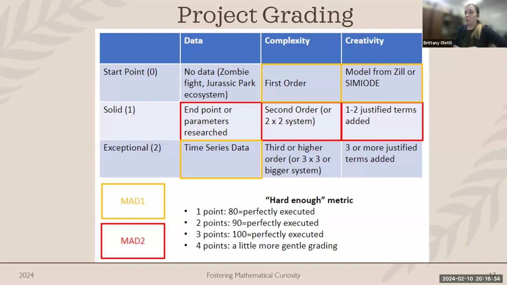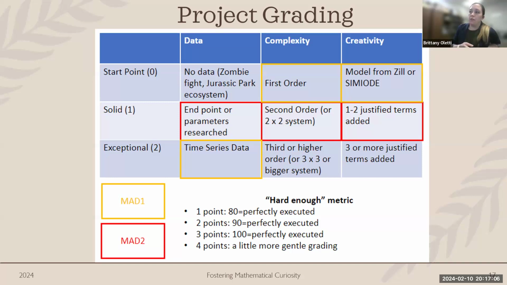Now, doing it perfectly might be quite hard. So generally what we did is we try to get everybody around the 3-point mark. And we would use this to say, hey, you have no data and you have a first order, maybe you've added a term, and that tells me that you're at maybe a B project. Maybe we should talk about ways to make this into a system, or maybe there's some sort of parameters that we could start researching. And as you can see, there are these yellow boxes that say MAD 1 and a red box that says MAD 2. So those were the skills that they learned while they did MAD 1 and MAD 2.